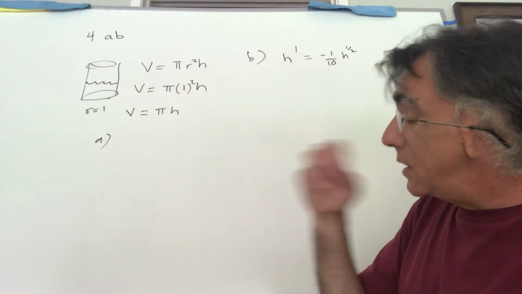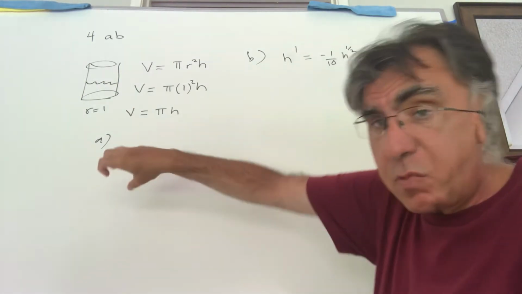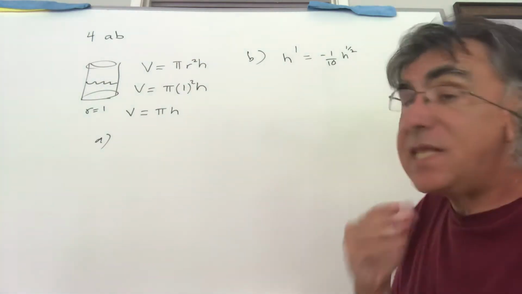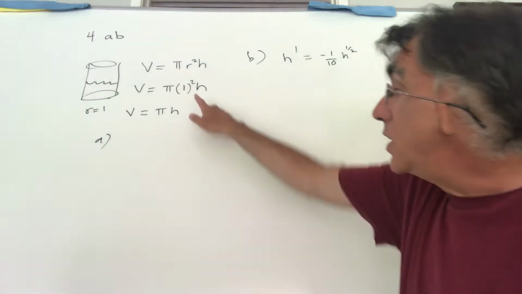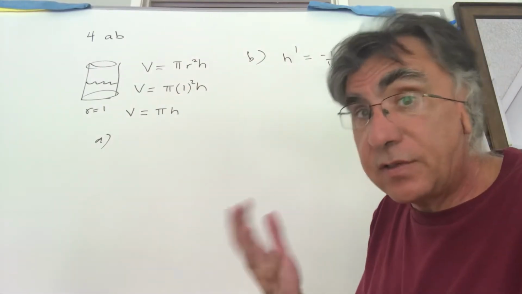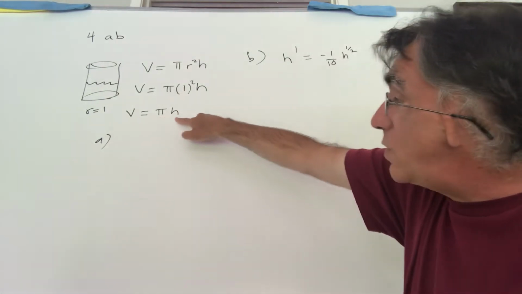But if you think about it, when you pour water into the can and the water level goes up, the radius isn't changing. So you can actually put the 1 in. Now they don't say 1, they say the diameter is 2, and you have to infer that it's 1. So it turns out that the equation is very simple.